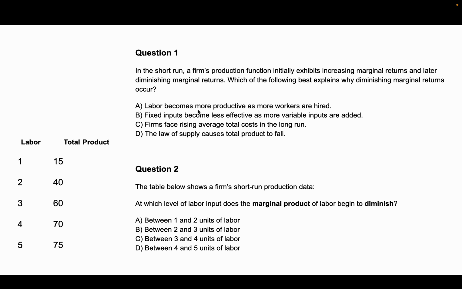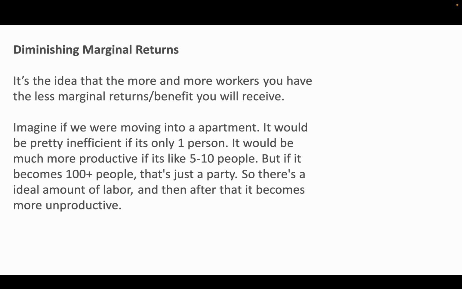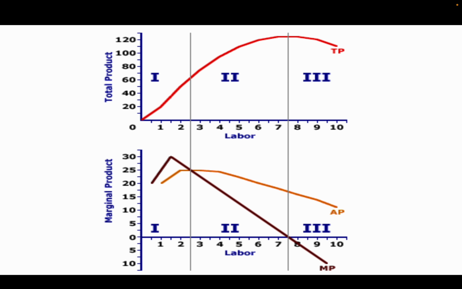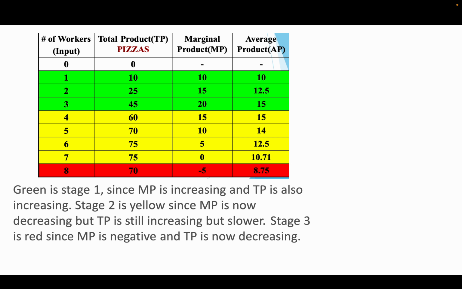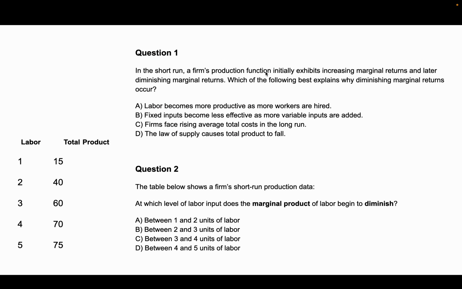Okay, let's go over these. First question: in the short run, a firm's production function initially exhibits increasing marginal returns and later diminishing marginal returns. Which of the following best explains why diminishing marginal returns occurs? So you have to remember the main reason this even happens, why we actually have this hill shape, why it's slowly decreasing, why isn't it exponential? Well, it's because of the limited capital. Because of limited capital, all our workers can't be productive.